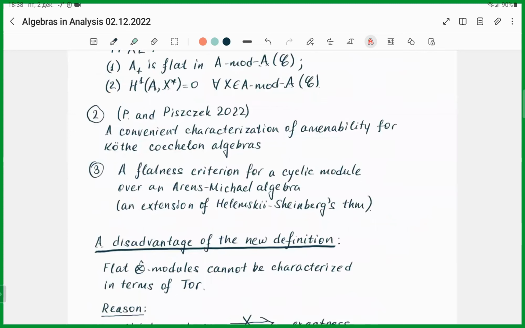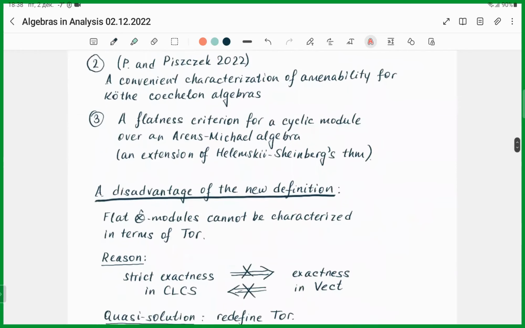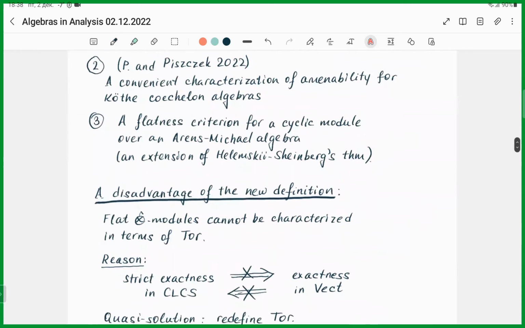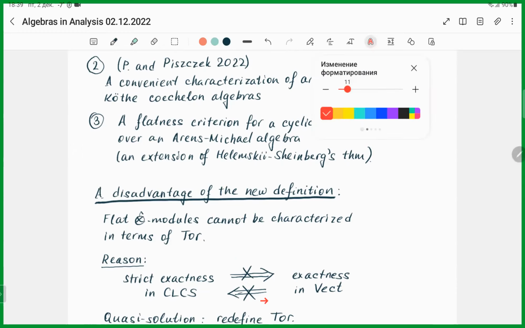The main reason for this phenomenon is that a strictly exact sequence of complete locally convex spaces is not necessarily exact in the category of vector spaces. And the other way around, if our sequence is exact in the category of vector spaces, it is not necessarily strictly exact in the category of complete locally convex spaces. So there are no such implications.